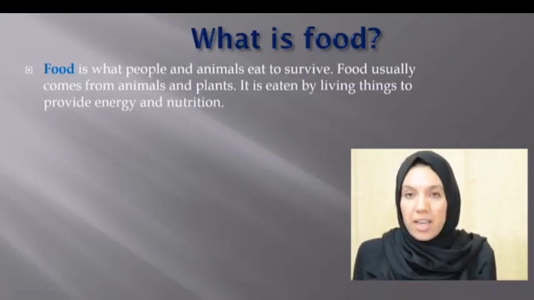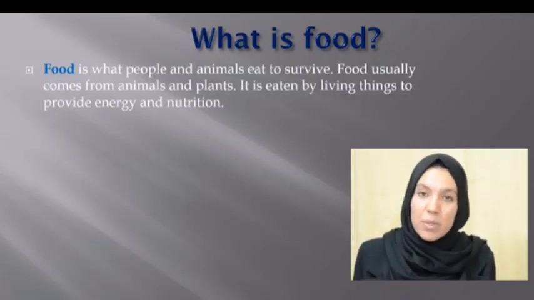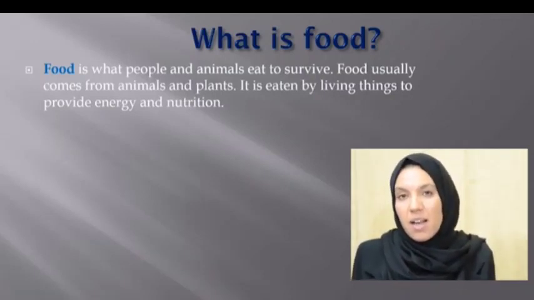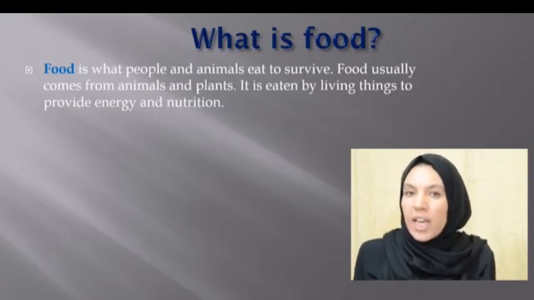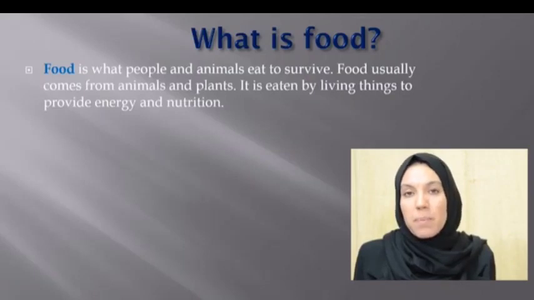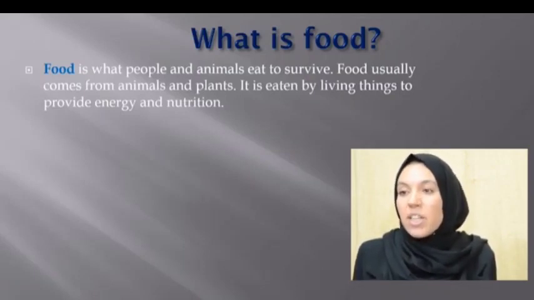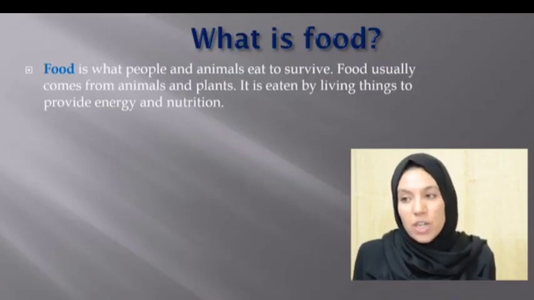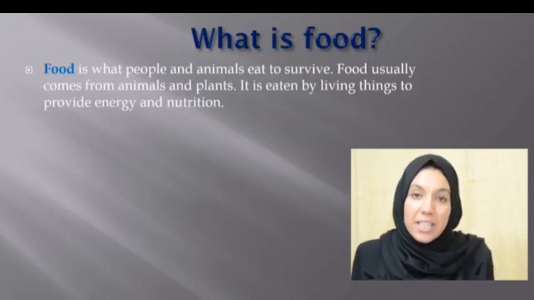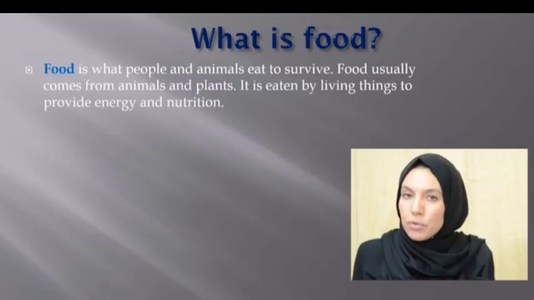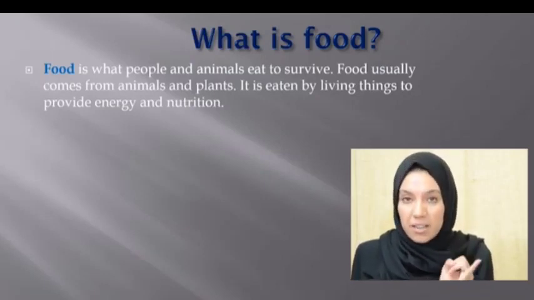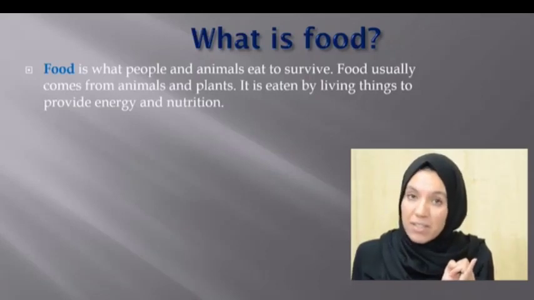Food usually comes from animals and plants. This is answering the question, where do we get food from? Either from animals or from plants, as I said. It is eaten by living things to provide energy and nutrition. Here we are answering the question, why do we need food? Or why do we eat food? Simply to stay alive, to survive, as we said before.